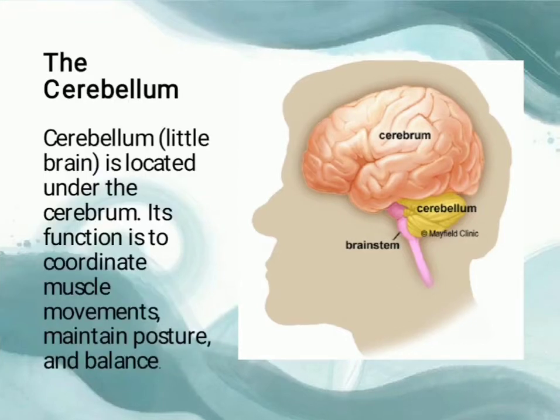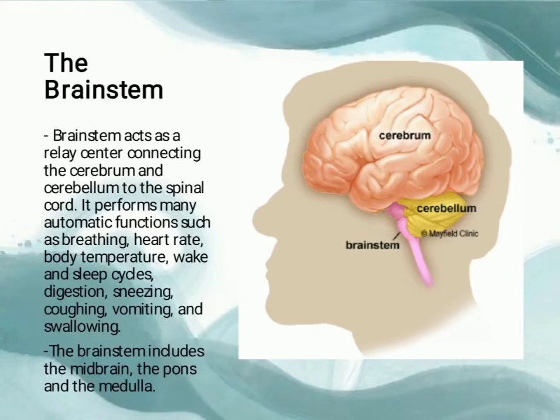Next to the cerebrum is the cerebellum. So let's define what the cerebellum is. The cerebellum, also known as the little brain, is located under the cerebrum. Its function is to coordinate muscle movements, maintain posture, and balance. So all in all, we can conclude that the cerebellum's function is all about the physical posture and movements of our body. So the third main part of our brain is the brainstem.